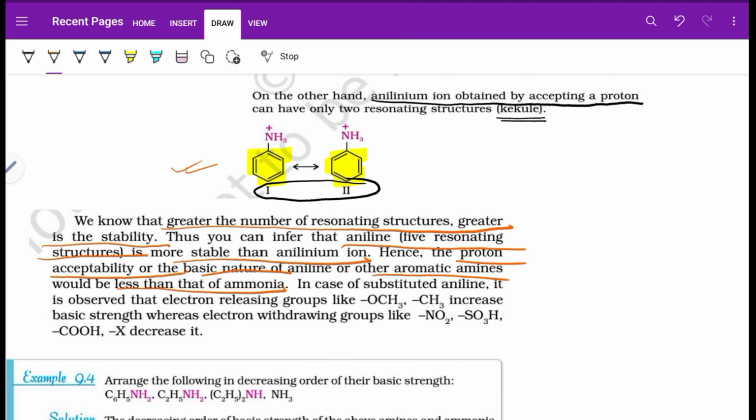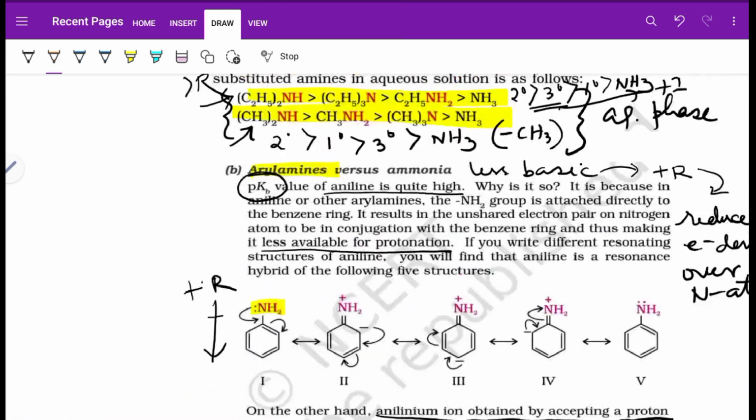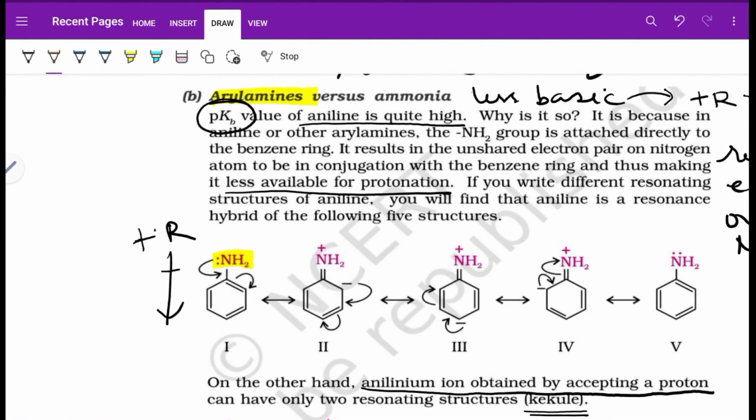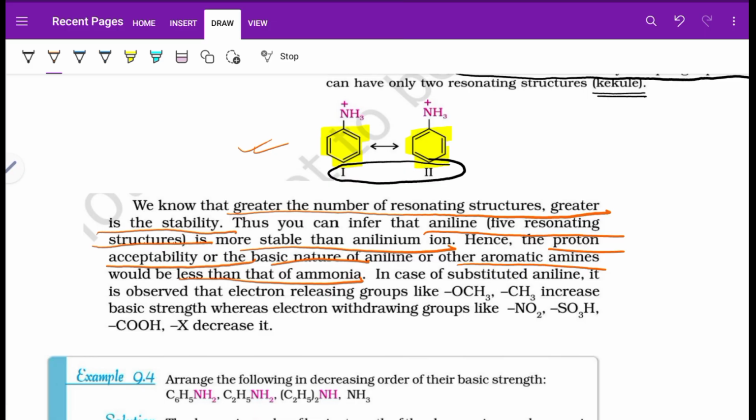So that is how we can compare the basic nature of amines, which depends on the phase, whether it is gaseous phase or aqueous phase. If it is aqueous phase, it of course depends on whether it has a methyl group or an ethyl group, that is the bulk factor of the alkyl group. And we can also compare the basic strength of aromatic amines or arylamines with ammonia based on the availability of the electron density or the lone pair over the nitrogen atom.